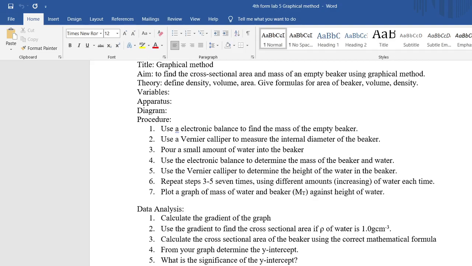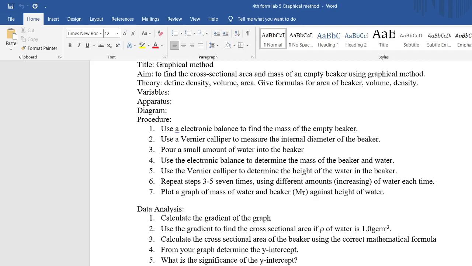You should determine the y-intercept, which is the point where the line touches the y-axis, and this actually has a significance. It's the case where there's no water in the beaker, but at the same time there will be a recorded mass on the electronic balance. What would be the significance of this?